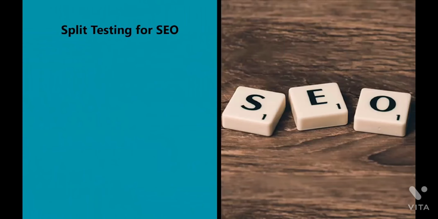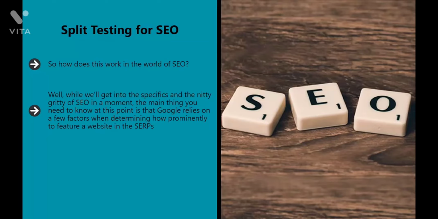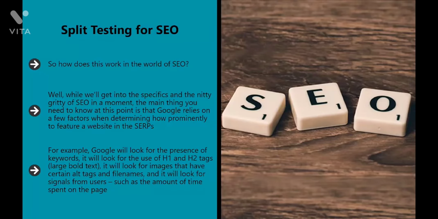Split testing for SEO. How does this work in the world of SEO? Well, while we'll get into the specifics and the nitty-gritty of SEO in a moment, the main thing you need to know at this point is that Google relies on a few factors when determining how prominently to feature a website in the SERPs. For example, Google will look for the presence of keywords. It will look for the use of H1 and H2 tags, large, bold text. It will look for images that have certain alt tags and file names, and it will look for signals from users, such as the amount of time spent on the page. The problem is that no one knows the specifics of the algorithm.